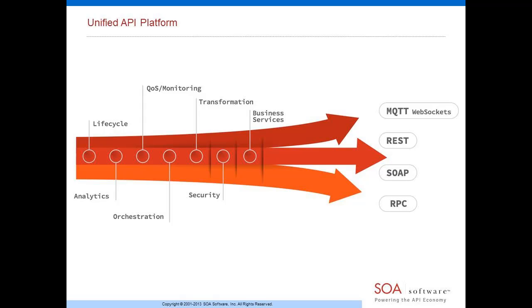Then there's analytics. Services, internal services, as well as external APIs, whatever the technology, you need analytics. You need orchestration. You need quality of service and monitoring. You need transformation. If you're converting from JSON and REST today to XML on the back end, how are you going to expose something that is leveraging WebSockets? You're going to want to do transformation somewhere within this platform, this API platform.